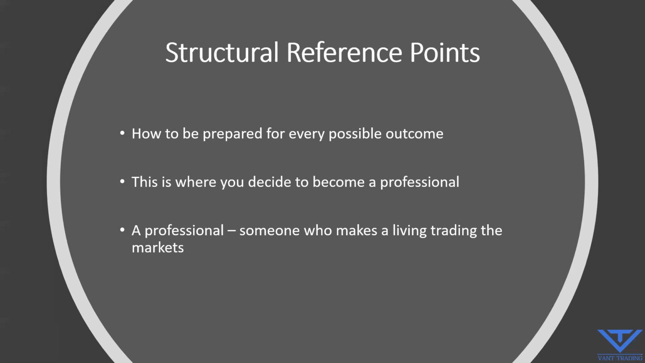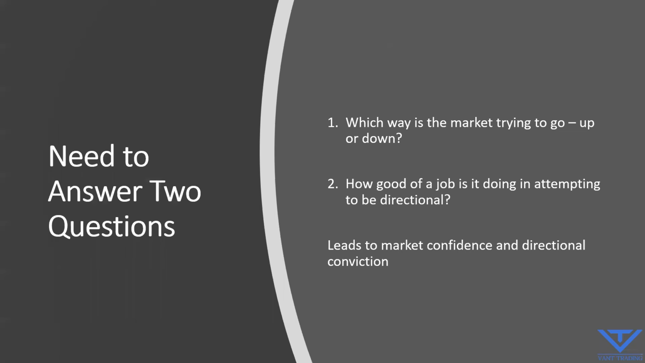And if you're going to become a professional trader, you're going through some structural reference points. You need to answer two basic questions when you're getting prepared for the market. Which way is the market trying to go, up or down? Another way of saying that is, who's in control, bulls or bears? And how good of a job is it doing in attempting to be directional?